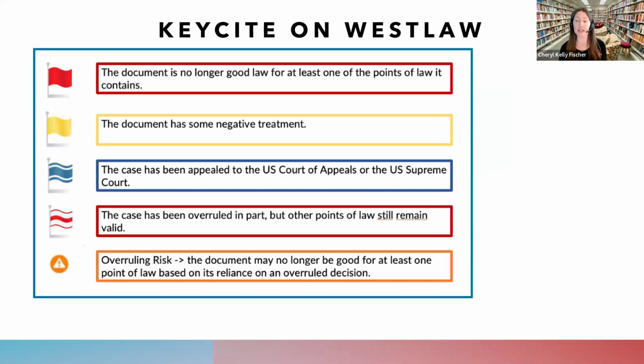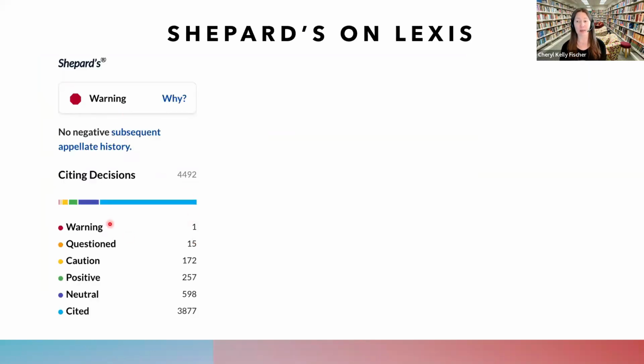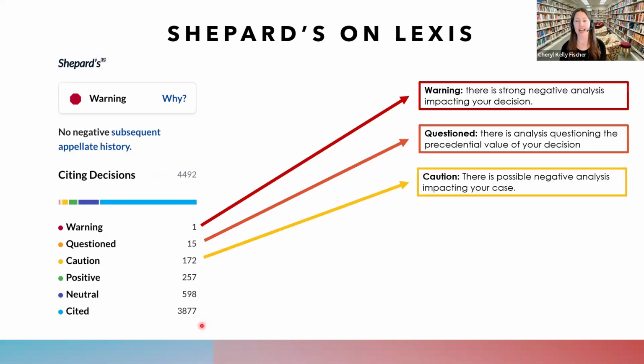So KeyCite flags look like these, and the further breakdown of negative treatment is there for you to review again on Brightspace. This red striped flag is fairly new on Westlaw. There used to be just the red one, no longer good law for at least one of the points of law. And you would have to go in and see whether or not it was still good law for other points of law that remain valid. But now they're trying to help you out by letting you see that ahead of time with the stripes. But of course, you still have to go in and see which point of law is overruled and which remains valid. The Shepherds symbols come in these categories, and you can peruse them again on Brightspace.